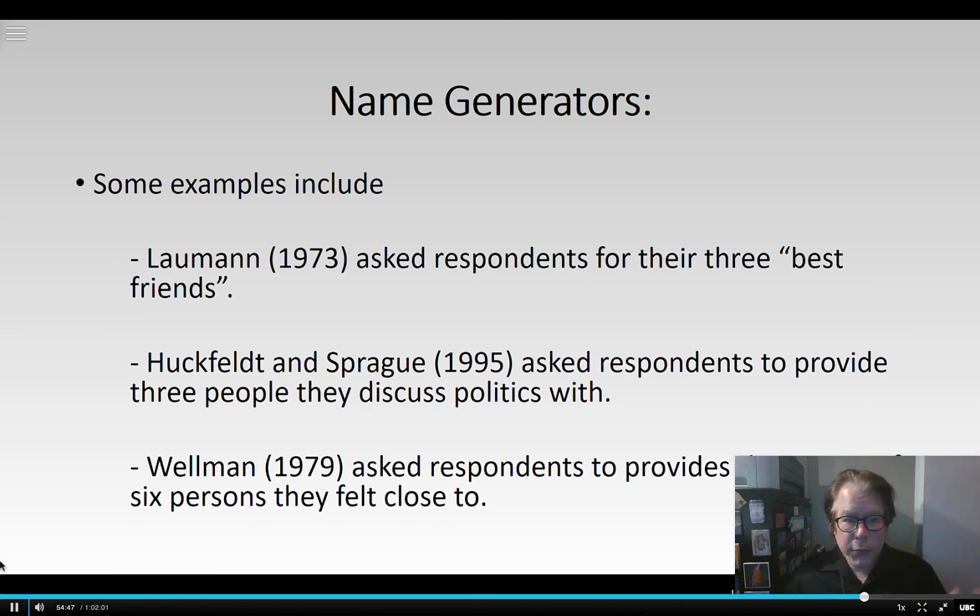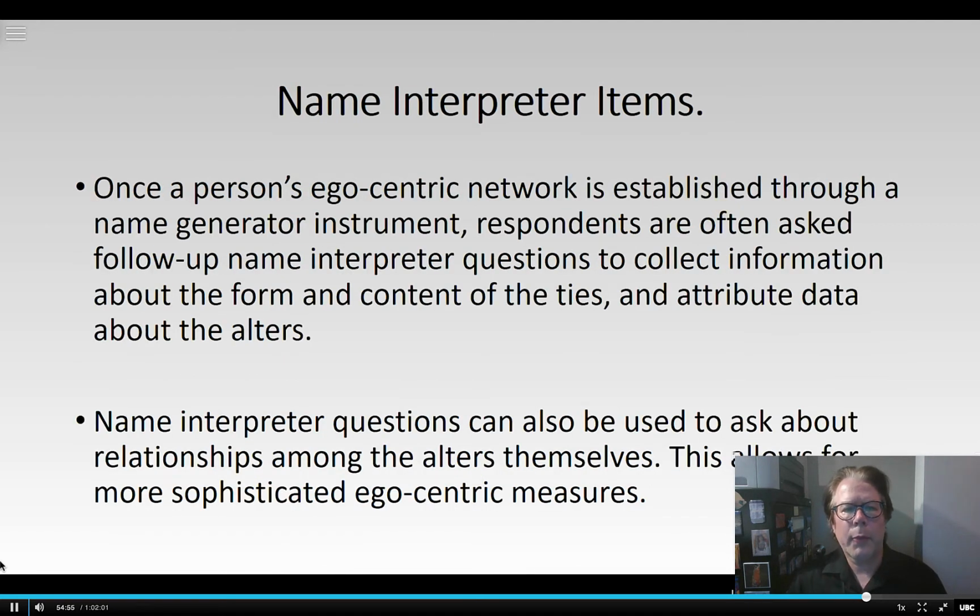But for general social network research, here are some examples of different types of name generator questions that have been used. Once an ego network is established through a name generator instrument, respondents are often asked what's referred to as name interpreter questions to collect more information about the form and content of ties.